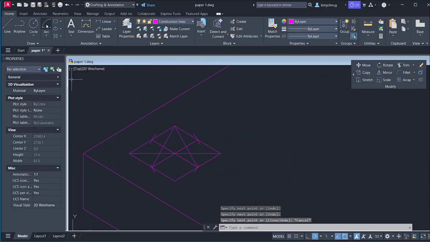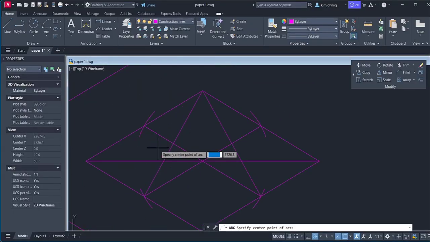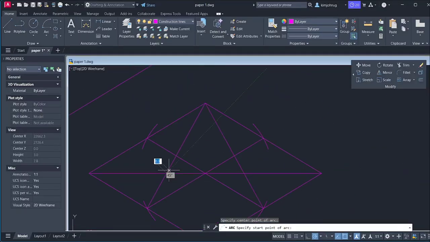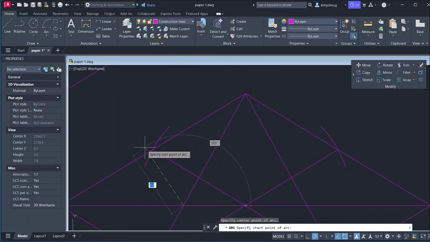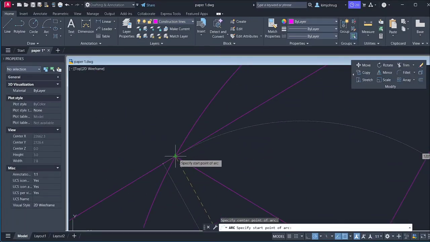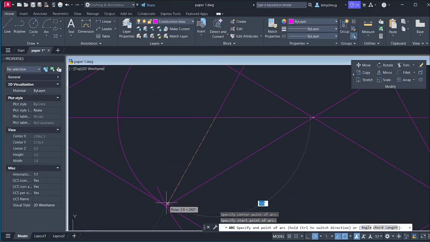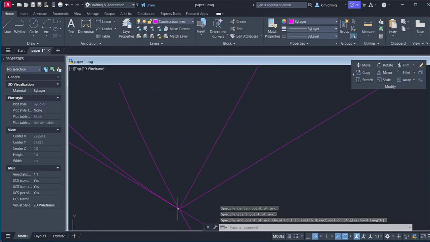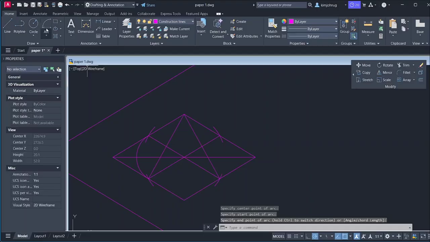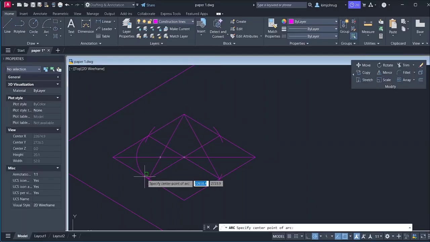Okay, so then again in my arc, it specifies the center of point from here. So I specify the center. Center is this. Then specify start point. Start point is here. And then I draw an arc here.